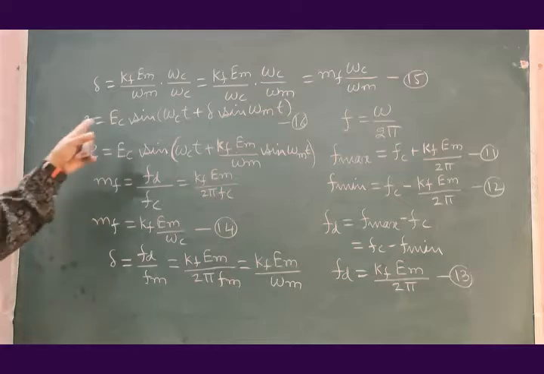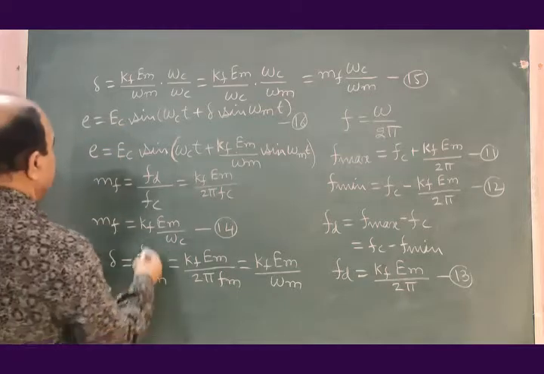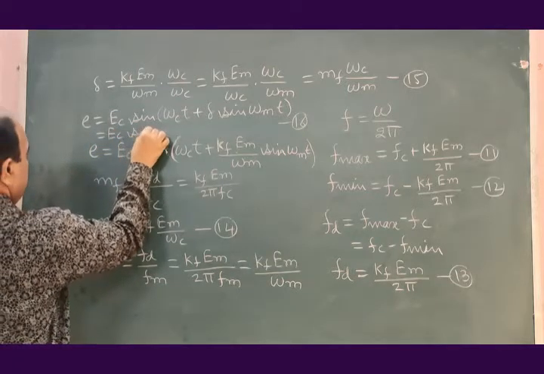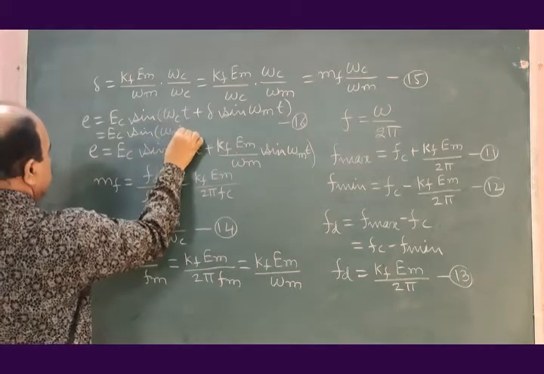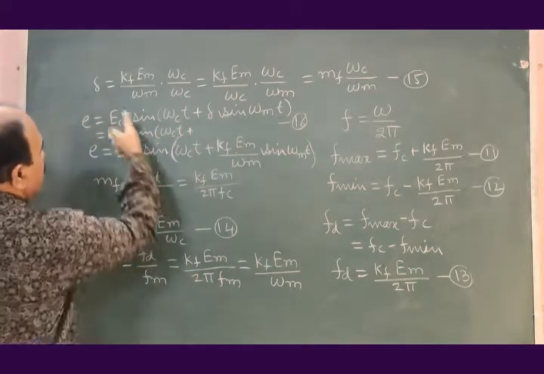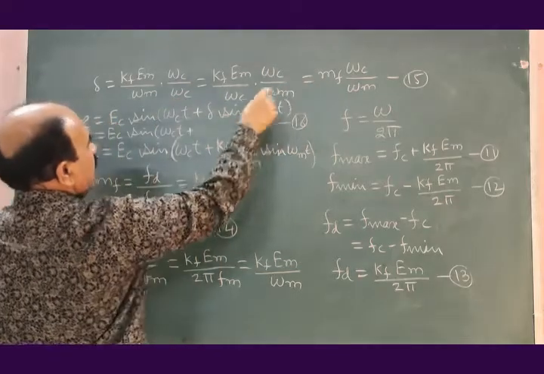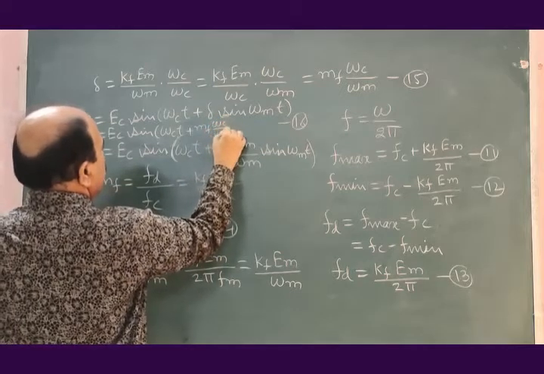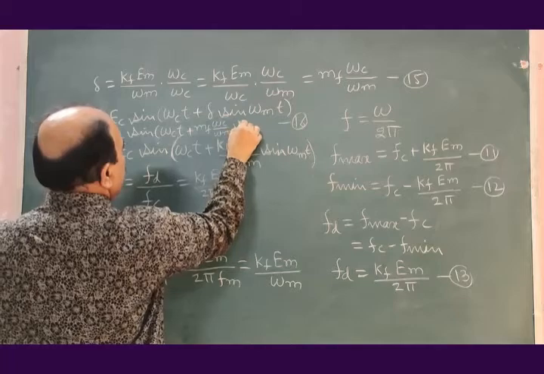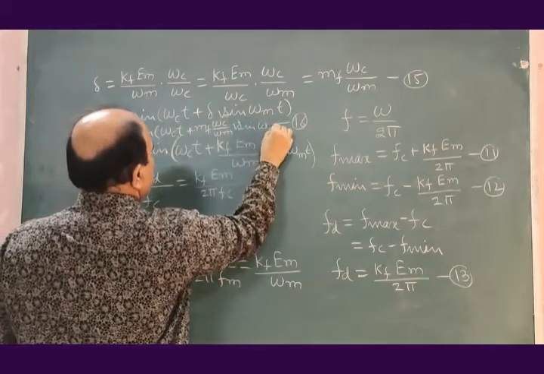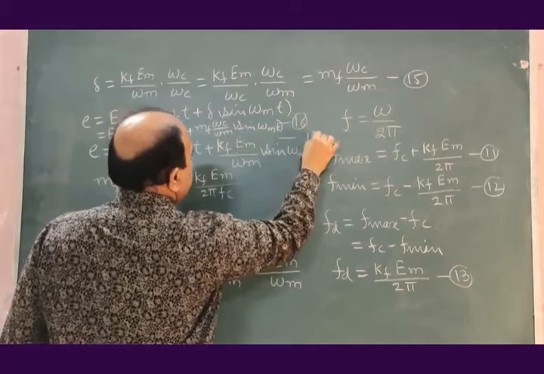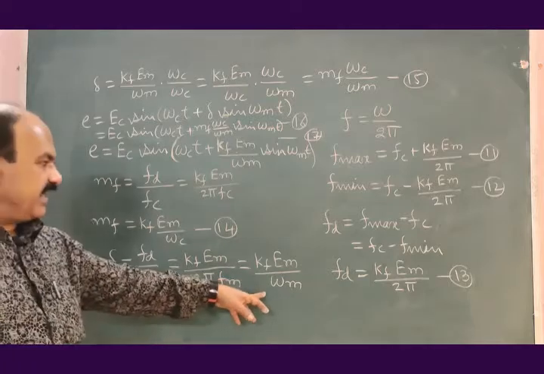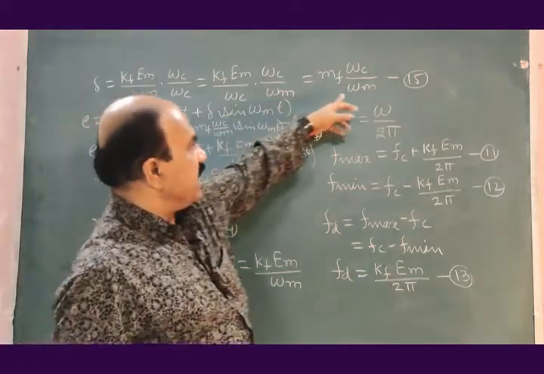One way of writing this equation. What is the other way? e is equal to Ec sin of omega c into t plus, what is this delta? mf omega c by omega m, mf omega c by omega m sin omega m t. Equation number 17.